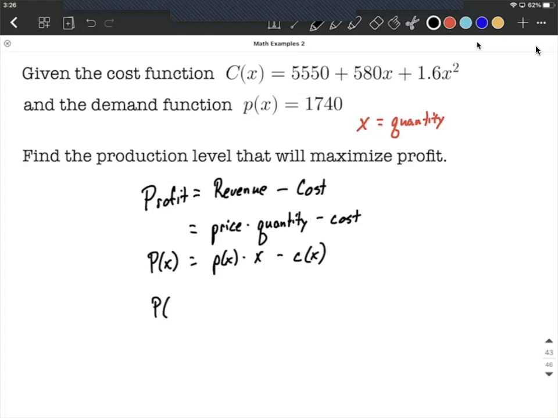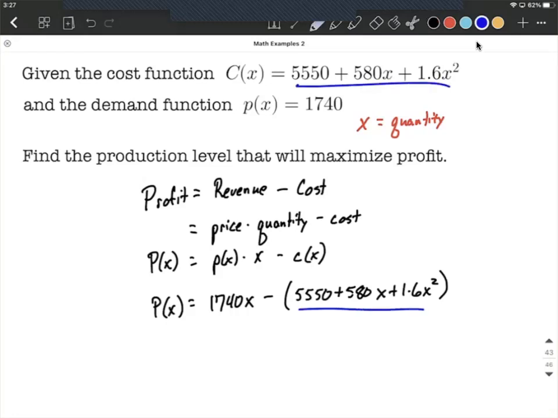From here, let's go ahead and fill in the information we know. So P of X, the little p of X was 1740 multiplied by X minus, and here's a big key, we want to fill in the whole cost function, but the whole thing has to be subtracted away. So I'm using a big set of parentheses, and I'm going to fill in 5550 plus 580X plus 1.6X squared, all in a big set of parentheses because all of that cost function needs to be subtracted away.